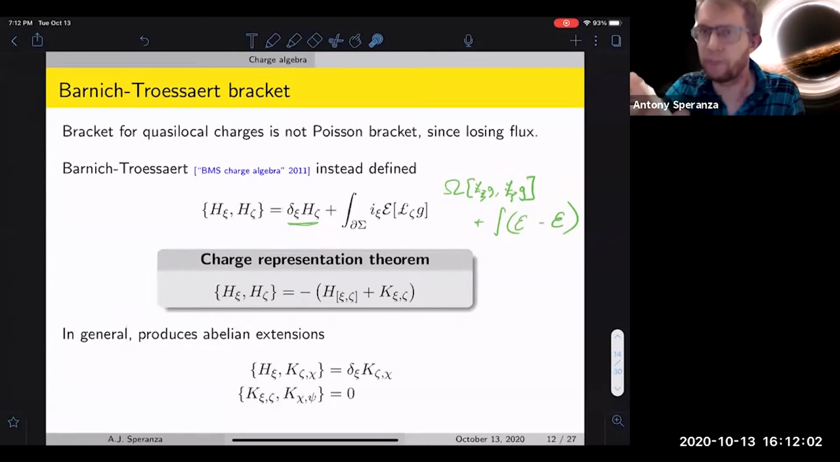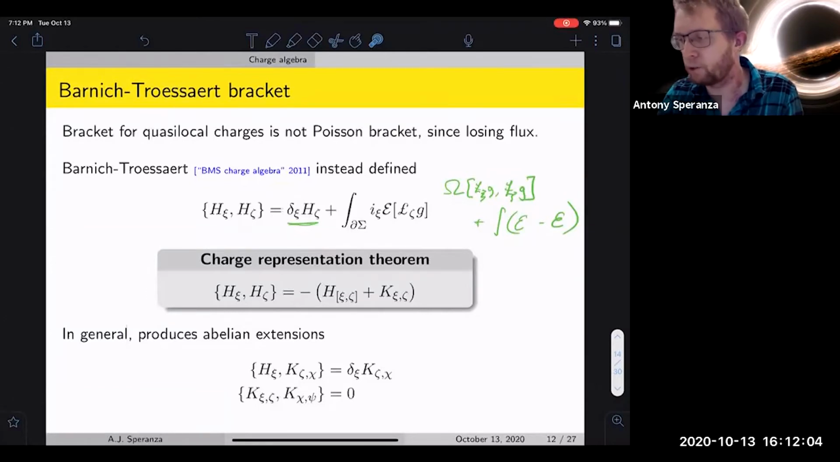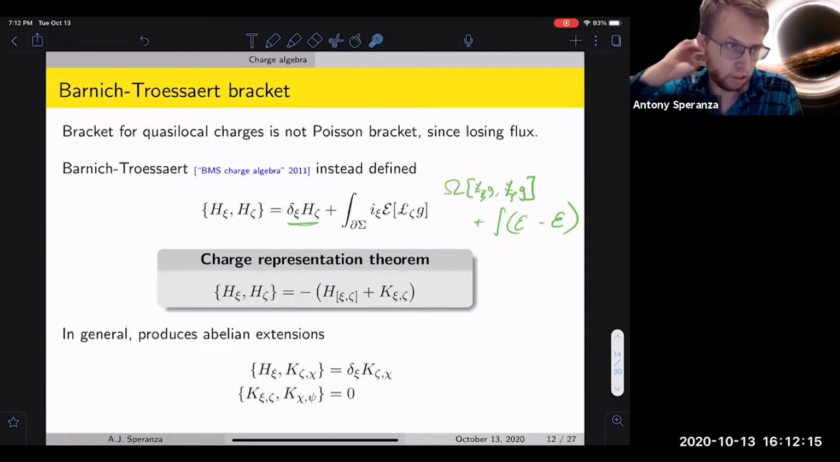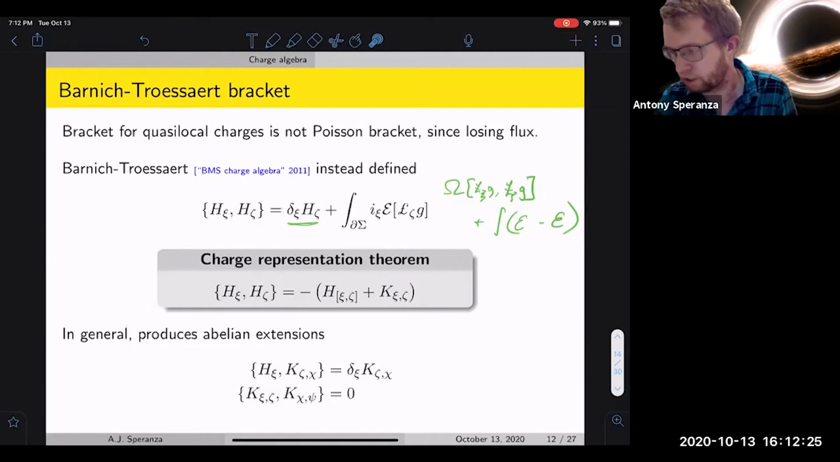I guess one thing I could mention is if you come up with boundary conditions to make the charges integrable, this bracket does reduce just to the Poisson bracket. So it's sort of just a generalization to the non-integrable case, and it will become the Dirac bracket if you find boundary conditions to make your charges integrable.